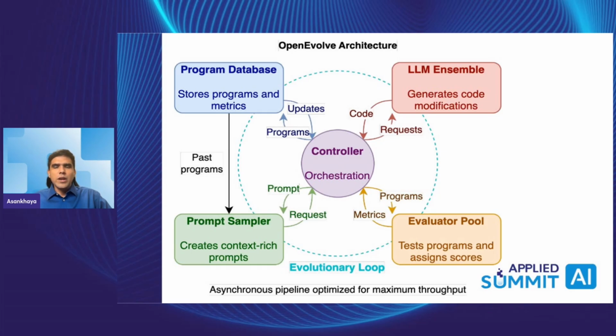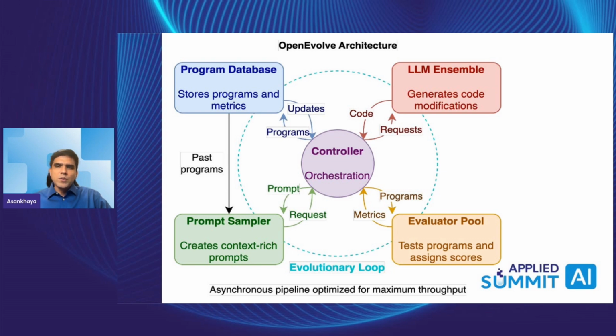It has four distinct components. Each one of them is asynchronous. So on one hand, we have the LLM ensemble, which is used to generate code modifications. It can be a single LLM, it can be multiple LLMs. We just interact with the API. So you could do the inference at any place, and then you could just use it in OpenEvolve.